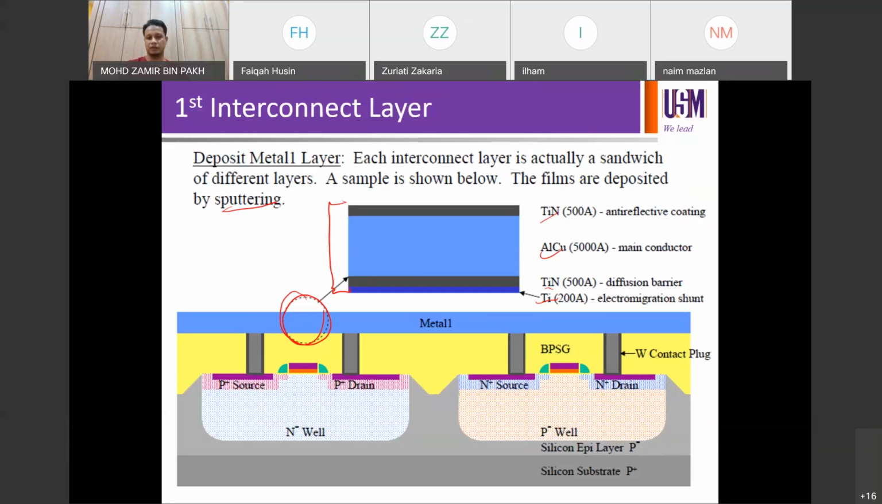The first one, for example, is for electromigration. We're going to see in interconnects later on. Second one is diffusion barrier. Third one is the main conductor to do the conduction. Fourth one is anti-reflective coating. So even though it's not an optical device, you still have to have this layer to do some anti-reflection mechanism.